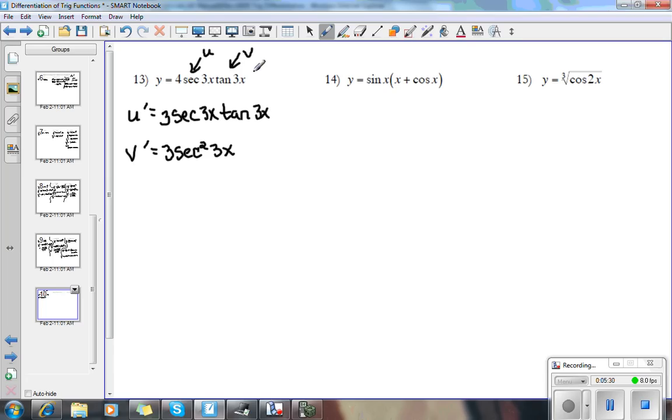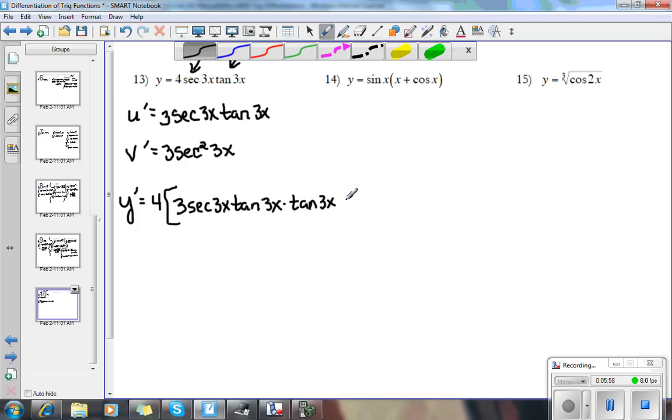Now I'm ready to do the product rule. So y prime equals, I have a 4 there, and it is u prime v, so 3 secant 3x tangent 3x, that's the u prime, times v, plus u times v prime.